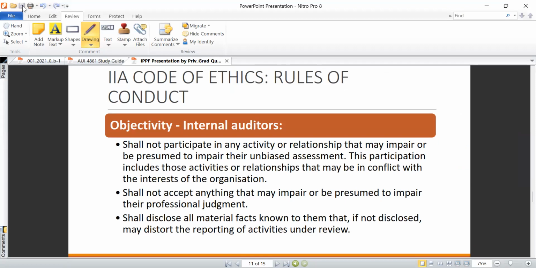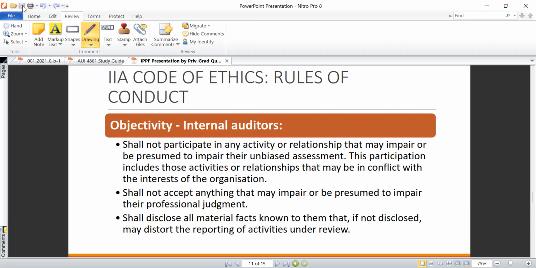So very important, a relationship that an internal auditor has maybe with a particular individual in the client premises could actually end up compromising the objectivity of that auditor. So we are not to be found participating in an audit assignment or in any form of relations with the engagement client that would impair our unbiased assessment or our unbiased professional judgment.